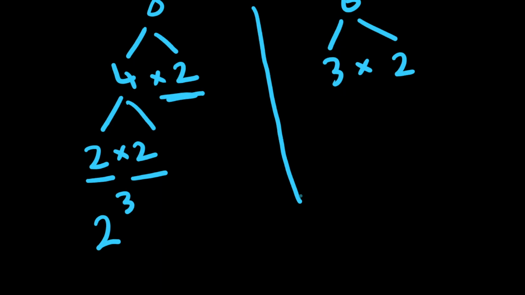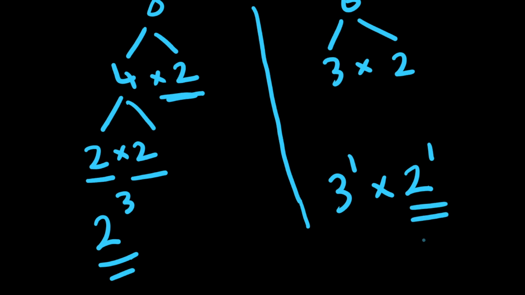Now over here on the right side, we have 3 times 2. We should also write these in exponent form. So 3 is really just 3 to the first power times 2 to the first power. And what you're going to do next, you're going to look for common bases. So in both cases, on the left and on the right, they both have 2 to the power of something. On the left side, we have 2 to the power of 3, right here. And on the right side, we have 2 to the power of 1, right here.